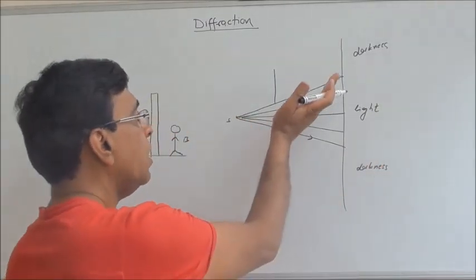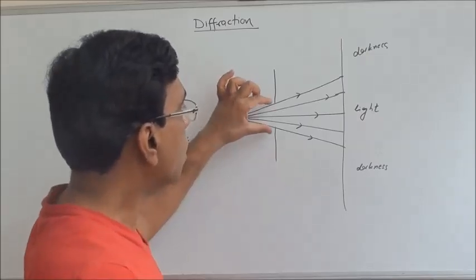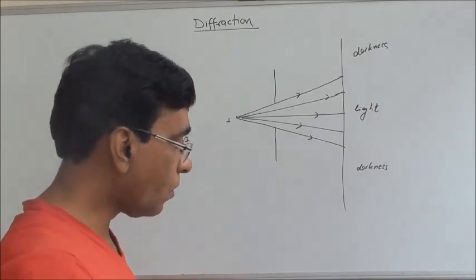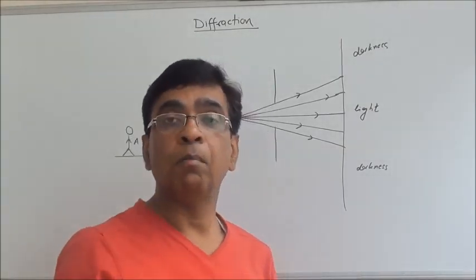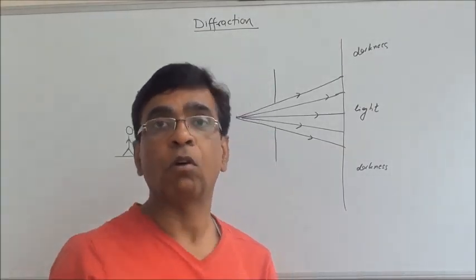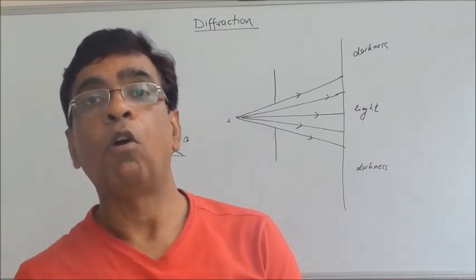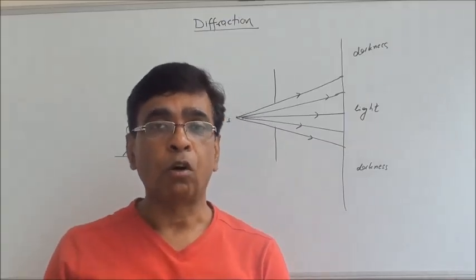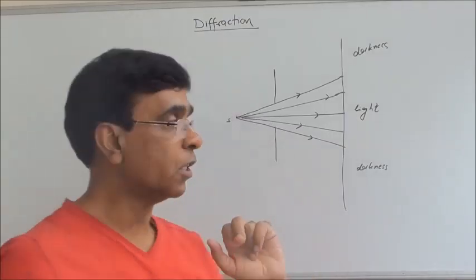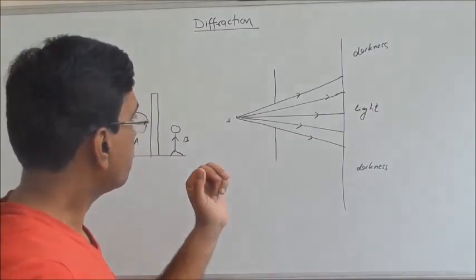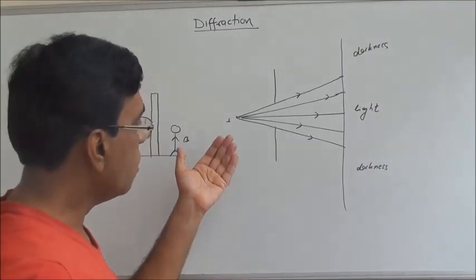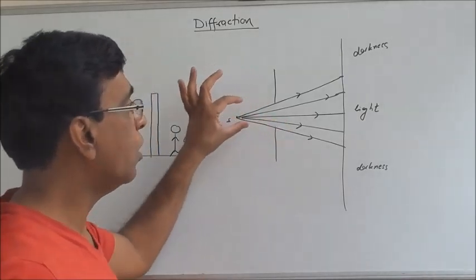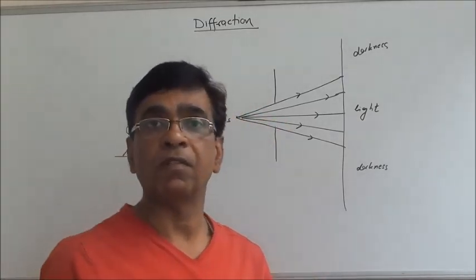And how much will be the bending? That depends on the size of the obstacle or the aperture. So diffraction is bending of waves from the corners of the obstacle or the aperture. That is called diffraction. To observe diffraction, two conditions are necessary. First, the size of the obstacle, that's most important. The size of the obstacle must be of the order of the wavelength of the waves.